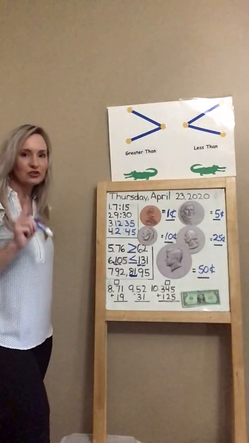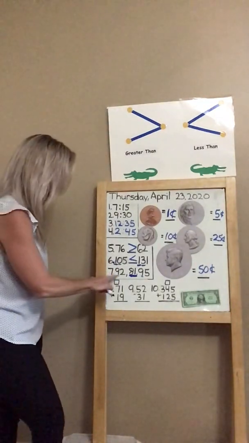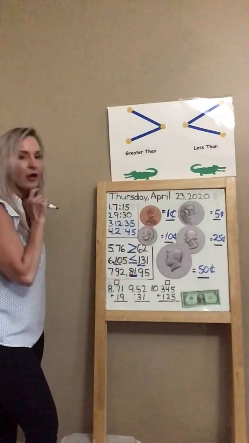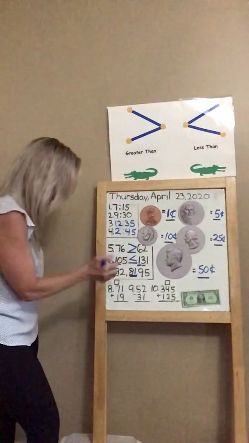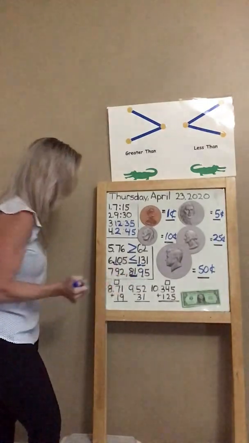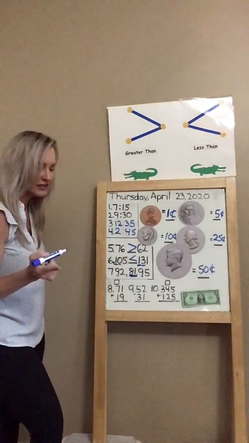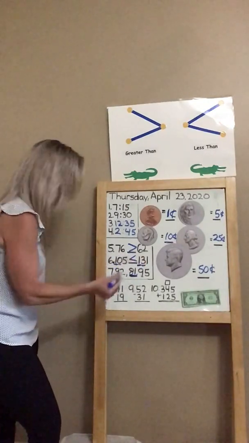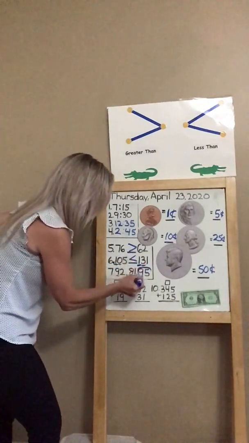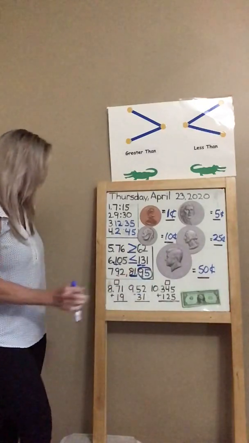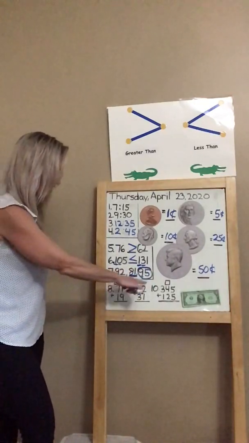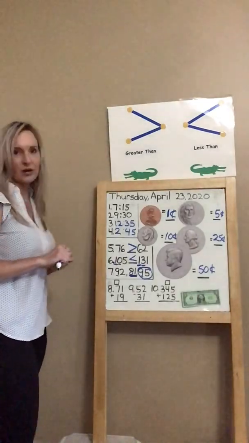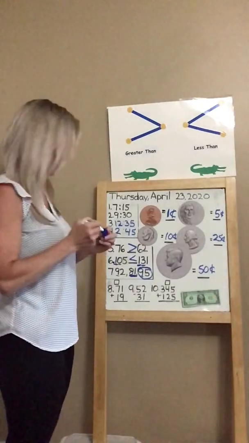Now, I need to circle my greatest. I have 9s in both tens place. Now I'm going to check my ones place. 2, 5. I'm looking for my greatest. 5 is greater than 2. I'm going to circle 95. You should have underlined 81 and circled 95. Great job. You're so smart, boys and girls.